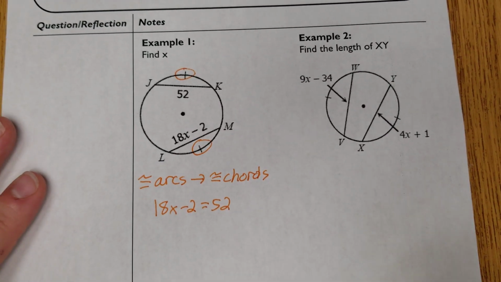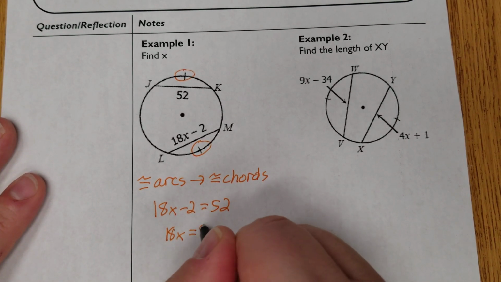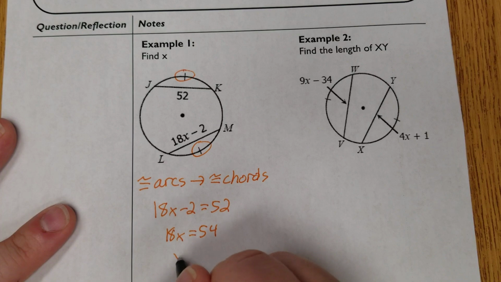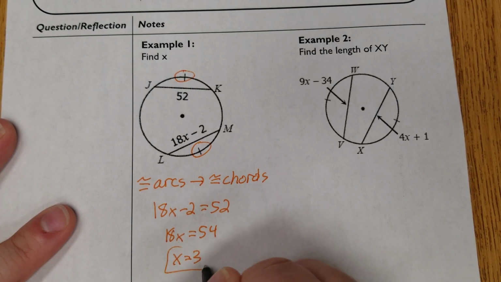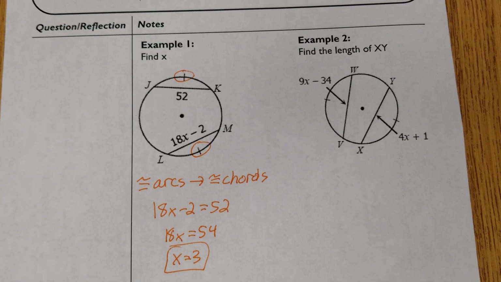Now it's a matter of perform the algebra. We'll add the 2 over to reach 18x equaling 54, divide out the 18 to discover that x is equal to 3, which is exactly what we were asked to find. Just find the value of x and be done.